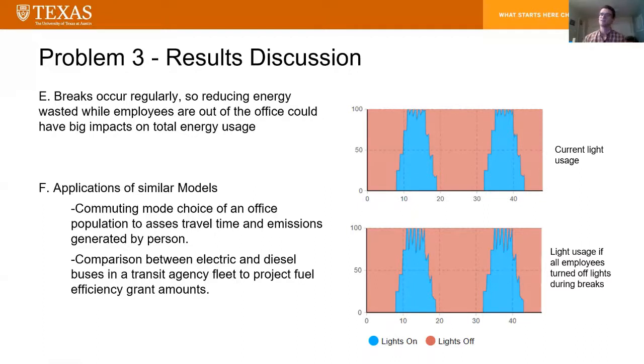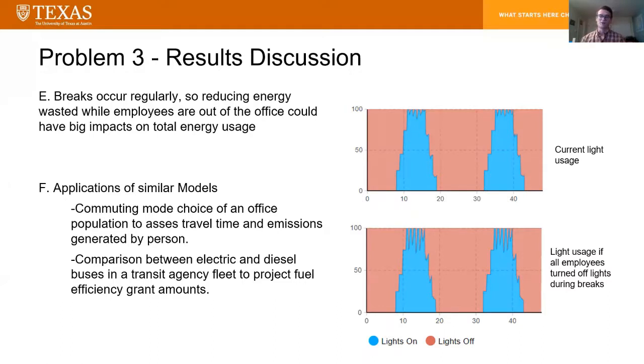And finally, some different applications to similar models. So for transportation networks, looking into the travel times or emissions for commuters that take different modes of transport to work could be conveyed using a similar method. So modes such as public transit, private automobiles, bicycles, or walking could all be compared to show travel times or emissions that are generated due to each mode.